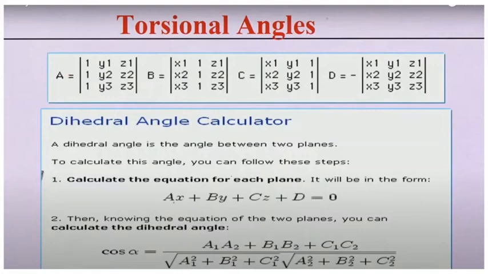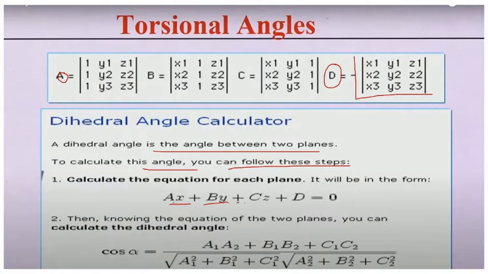How he calculated it is the best question, right? He plotted the unit of y to z axis, then x to z axis, and then x to y axis, and based on that he depicted the d value, that is the torsional angle value, which comes in a negative way. The dihedral angle is the angle between two planes. To calculate this angle, you can follow these steps. Calculate the equation for each plane, which will be of the form ax + by + cz + d = 0. Based on this, we can calculate the torsional angle.